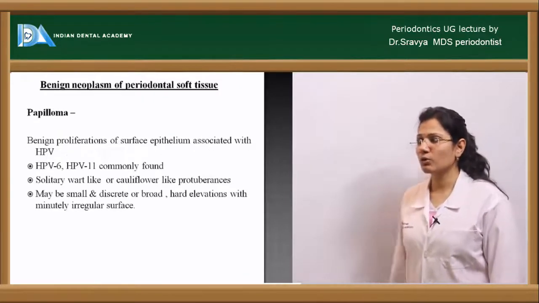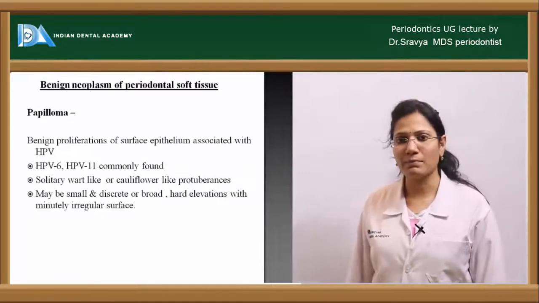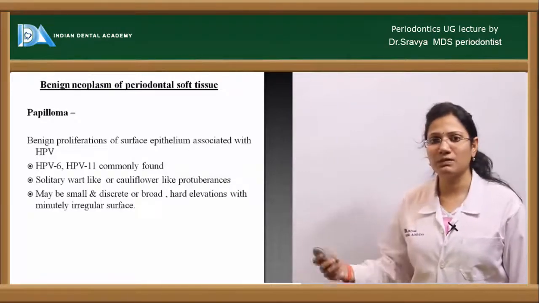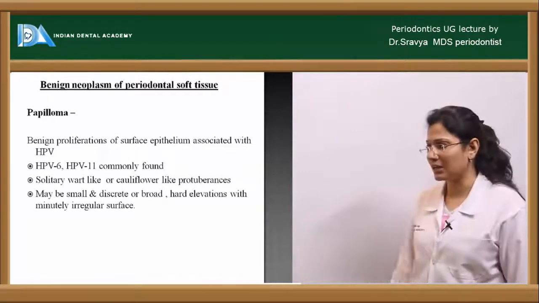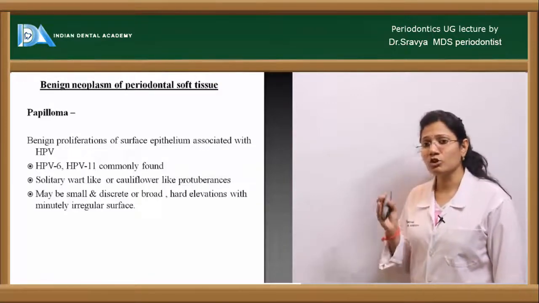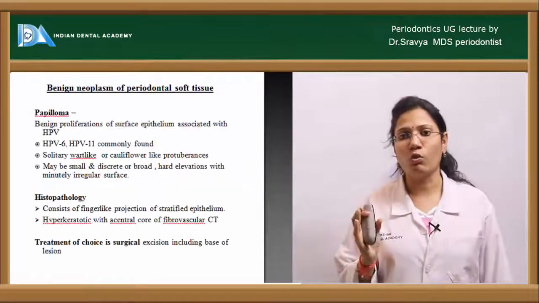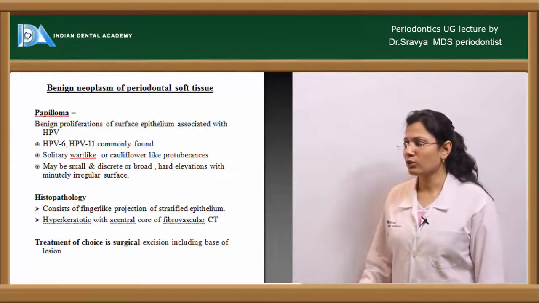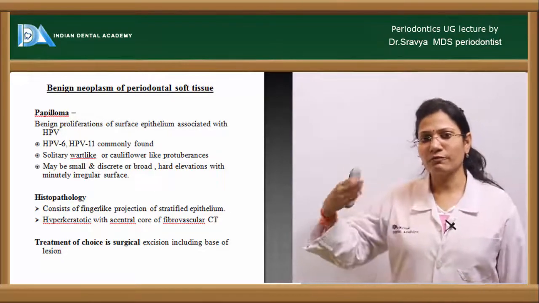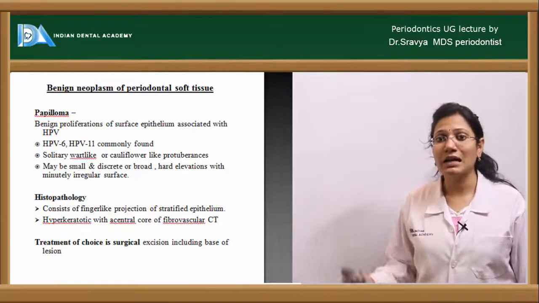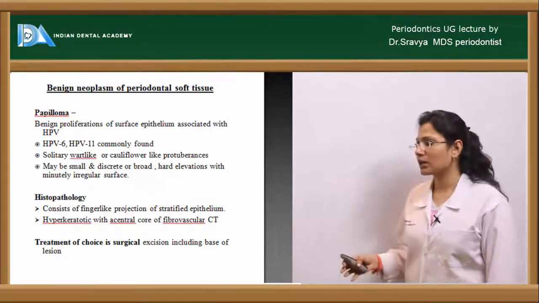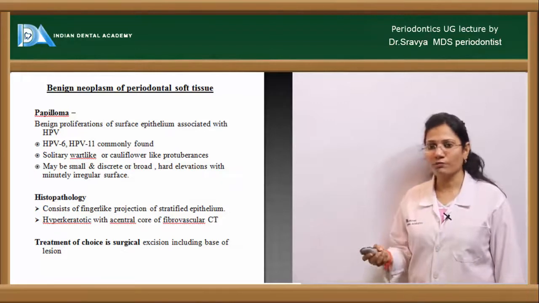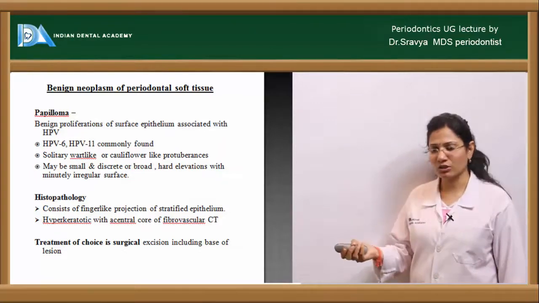If you see the benign neoplasm of the periodontal soft tissue, that is papilloma, it's mainly caused by HPV, human papilloma virus 6 and 11, which are commonly found. Most importantly, it produces a solitary wart-like, cauliflower-like lesion. The histopathology of papilloma consists of finger-like projections of stratified epithelium with hyperkeratosis and a central core of fibrovascular connective tissue.